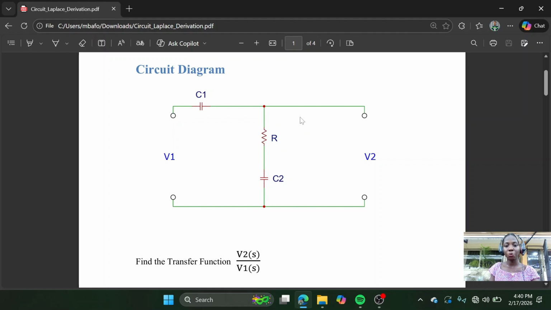Also, the question asks us to find the transfer function. A transfer function is the ratio of the Laplace transform of the output voltage over the Laplace transform of the input voltage. One might ask, why do you need this? The Laplace transfer function helps you know how much of the input appears in the output, and how to modify signals at different frequencies. My colleagues will explain in detail how this whole circuit was solved or simplified.